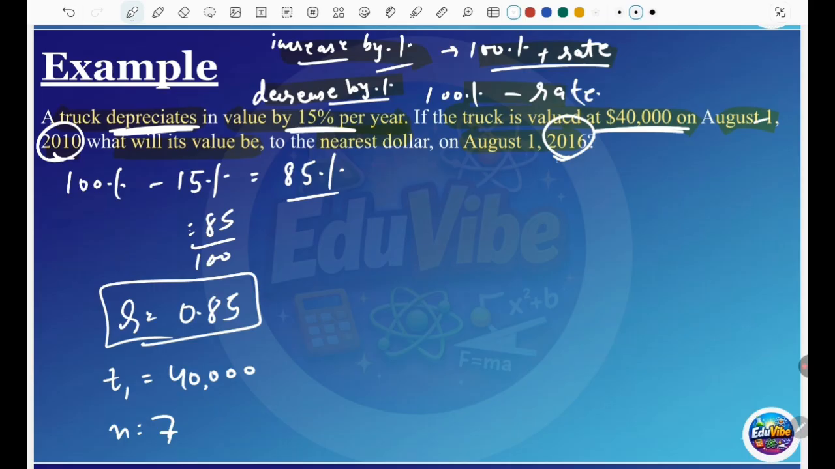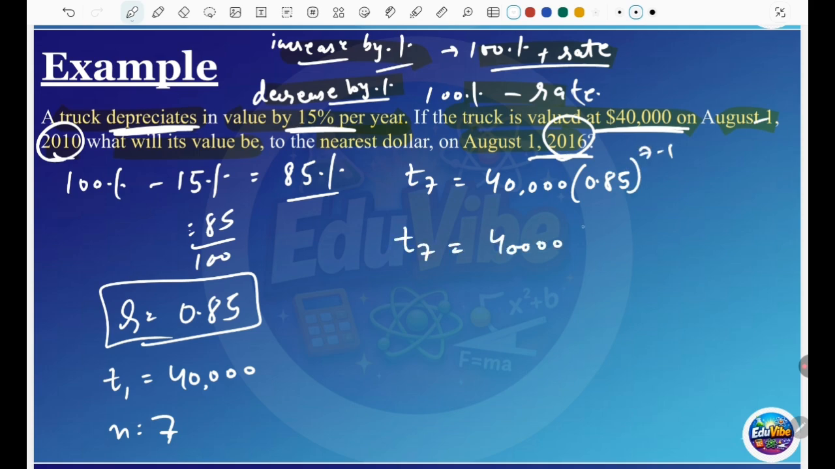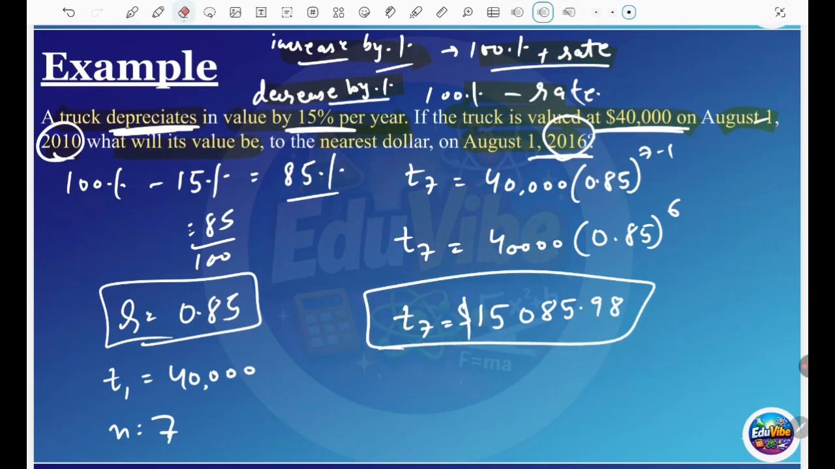After that, you have all the things, and you have to find T7. T1 is 40,000, r is 0.85, and the exponent is 7 minus 1. So 40,000 times 0.85 raised to power 6. You have to solve this, and you get $15,085.98. So on August 1st, 2016, this is the value to the nearest dollar of the trust, which depreciates by 15% per year.